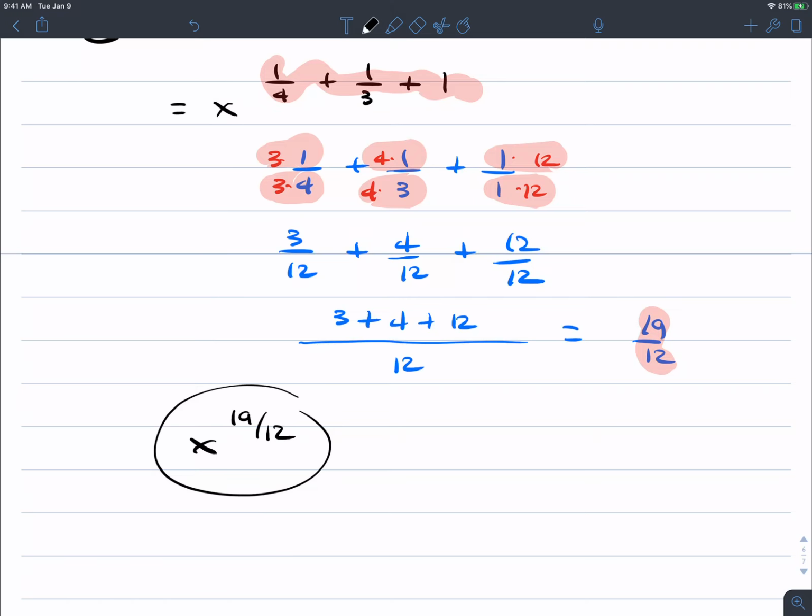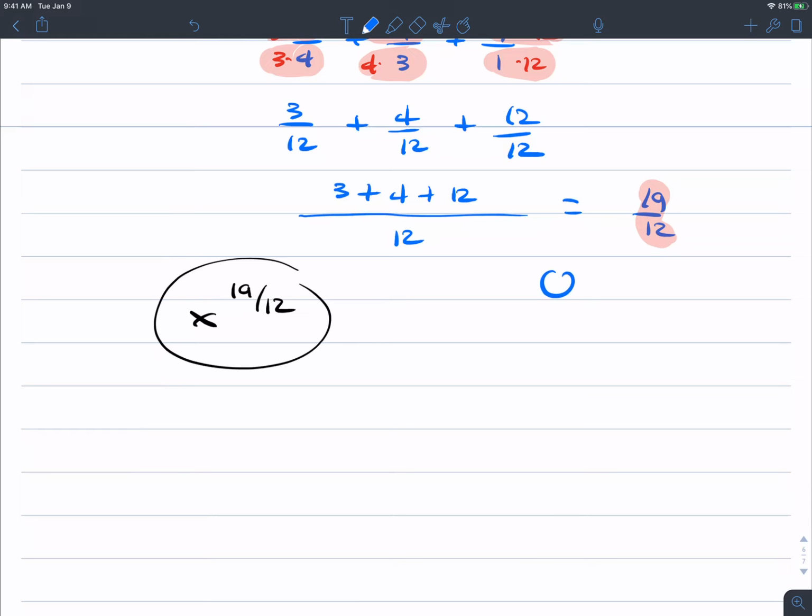And if they say write with positive powers, you have that. But if they say write as a radical, we're going to have to convert this 19 twelfths to a mixed number, right, by dividing. So what's my quotient going to be here? One. What's the remainder? Seven. And 12 was doing the dividing. So this will be my new power, 1 7/12.